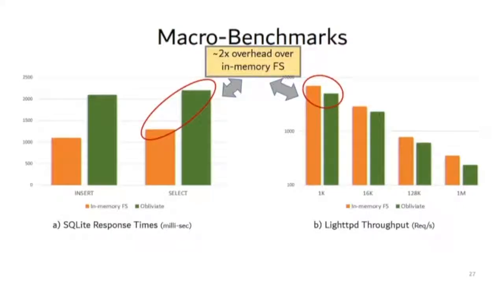Then we did some macro benchmarks using SQLite and LiteTPD. For LiteTPD, we used a range of different file sizes and tried to access them, and we tried to insert and select 500 queries from SQLite. We show that even for macro benchmarks, Obliviate shows less than 2 times overhead over the in-memory file system. And again, the in-memory file system is also insecure, but it is the next best secure version of file systems that we currently have.